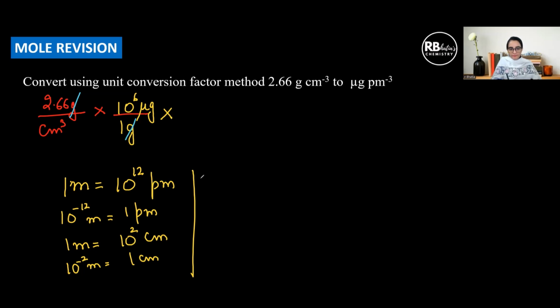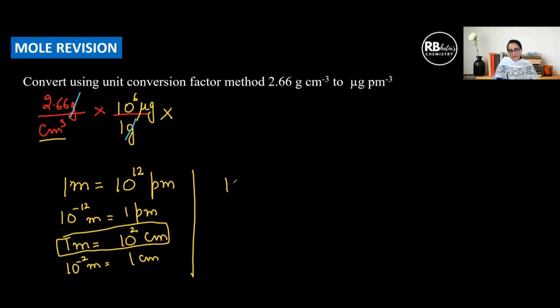What can you do? First, I can convert this centimeter cube to meter. I can directly find out a conversion factor between centimeter and picometer. But in case you are confused, you always know the conversions starting from the base unit, that is meter, to any other unit. So what am I going to do?